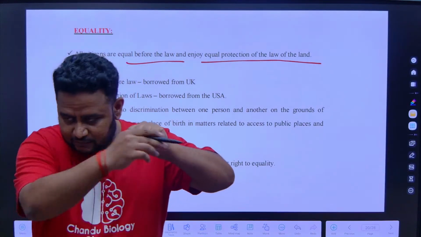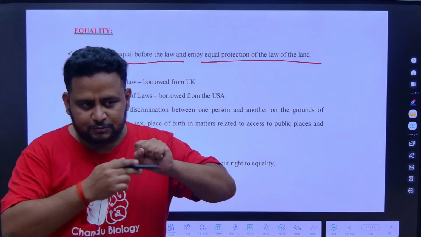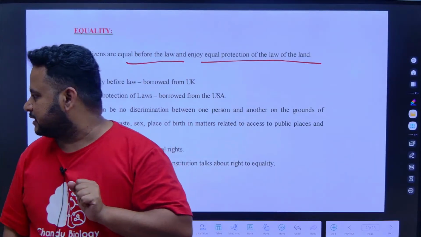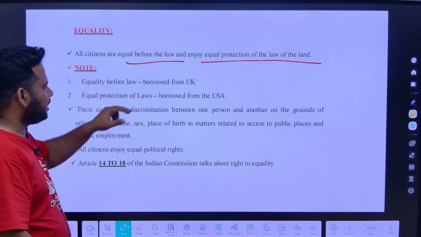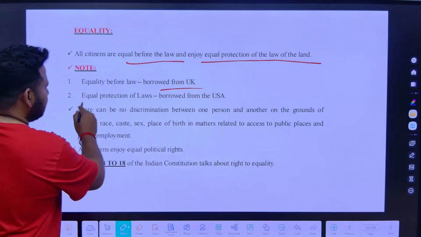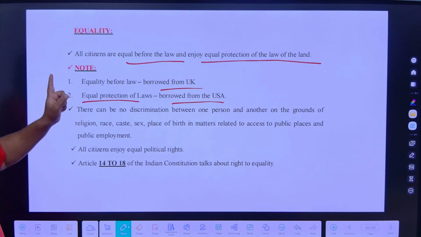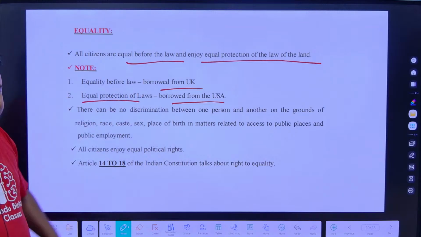You are equal under the law, and for example, if this law is providing some benefit to you, it is providing equal benefit to each of you. That is the meaning of equal protection under the law. Clear? Equality before law was borrowed from the UK, I told you. Equal protection of the law was borrowed from the USA. I told you this while talking about sources.